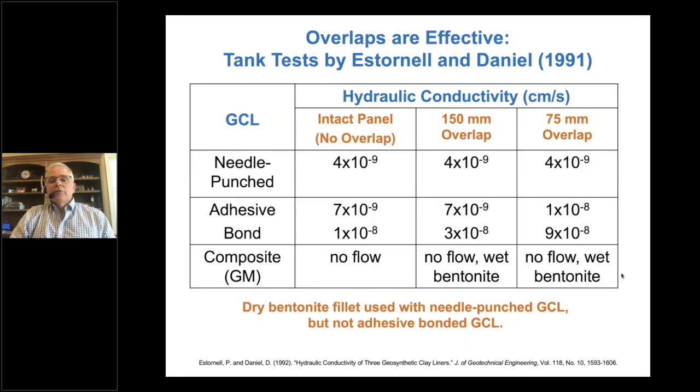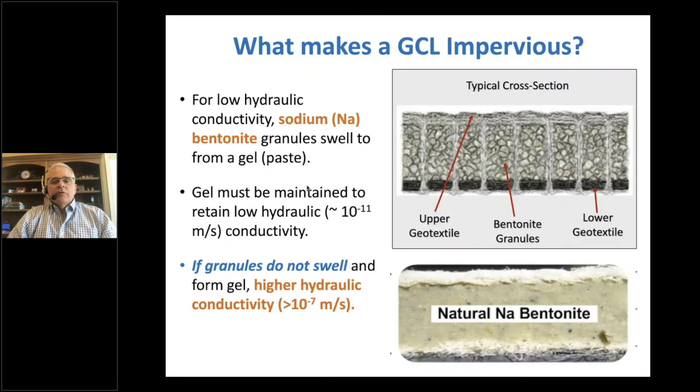The overlaps, we also know that the overlaps are very effective. There have been lots of tests on this. These are some of the early tests. I'll just give you an example at the top, looking at needle punch GCLs, which are most common today. Tests done with intact GCL, 6-inch overlaps, and 3-inch overlaps found identical hydraulic conductivities, consistently from product to product and test to test. So the overlaps that we build, particularly if we add a fillet of bentonite in them, are very, very effective.